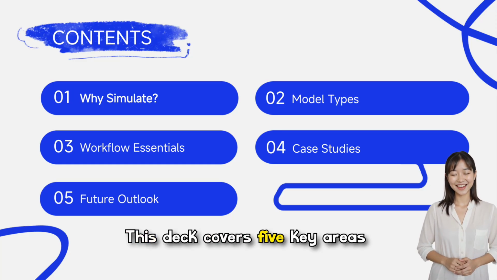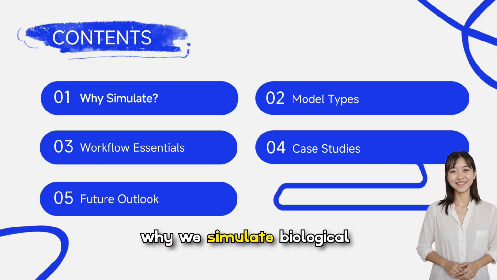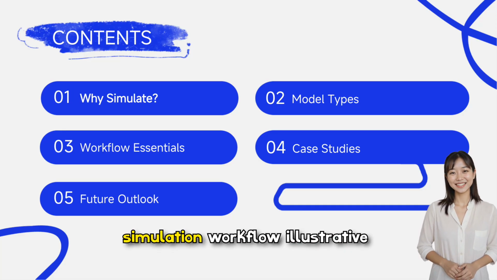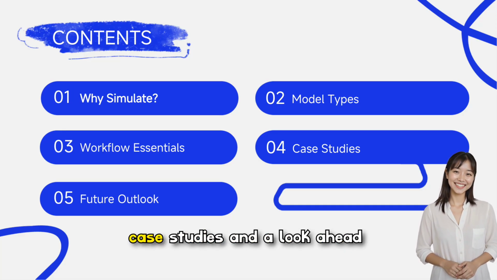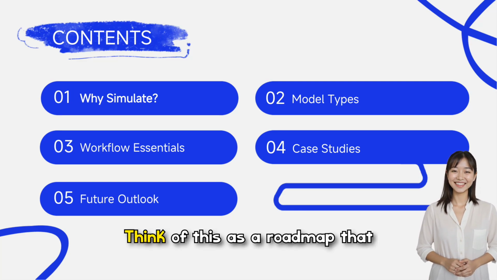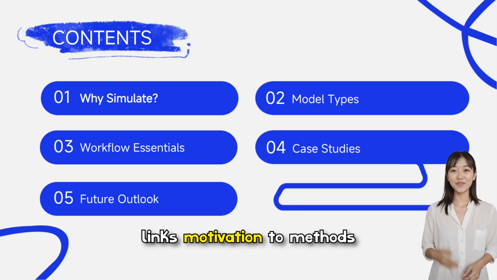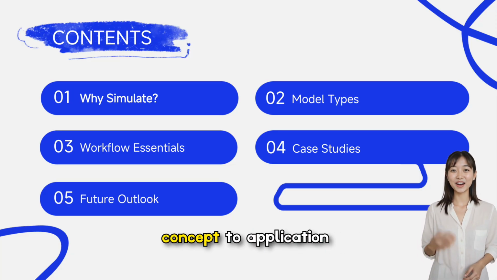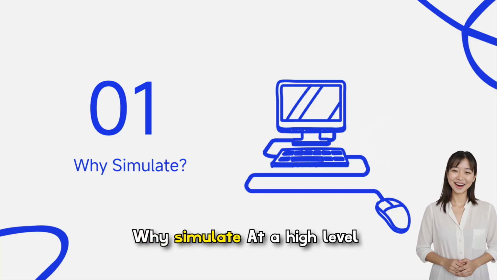This deck covers 5 key areas: why we simulate biological systems, the main types of models, essential steps in a simulation workflow, illustrative case studies, and a look ahead to future platforms and ethics. Think of this as a roadmap that links motivation to methods and real-world impact, so you can follow the story from concept to application. Why simulate?